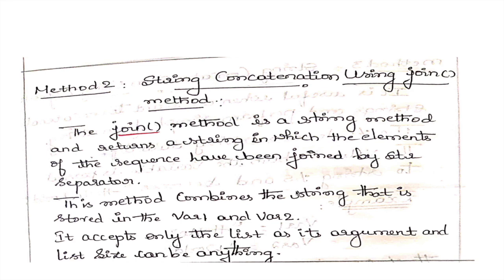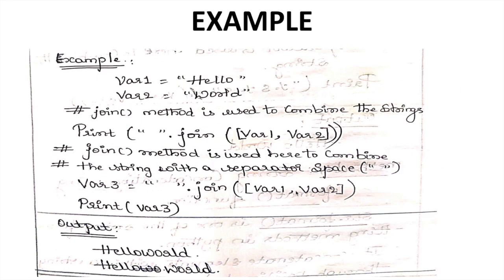Right? I will move to the example. I don't want to waste time. See here, this is the example. As the same example I'm taking here, variable one is hello, variable two is word. The join method is used to combine the strings.